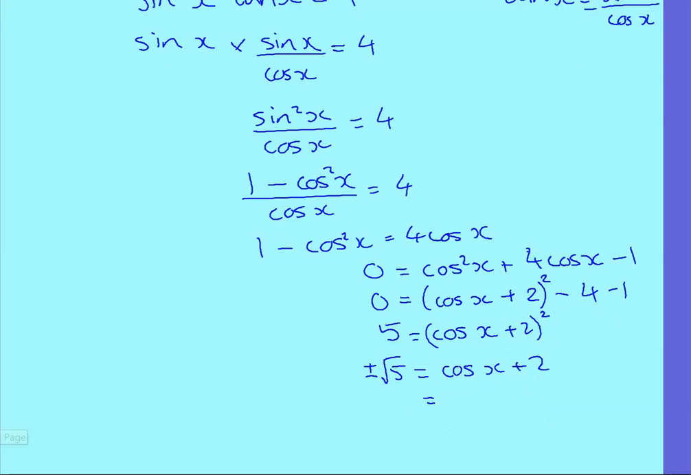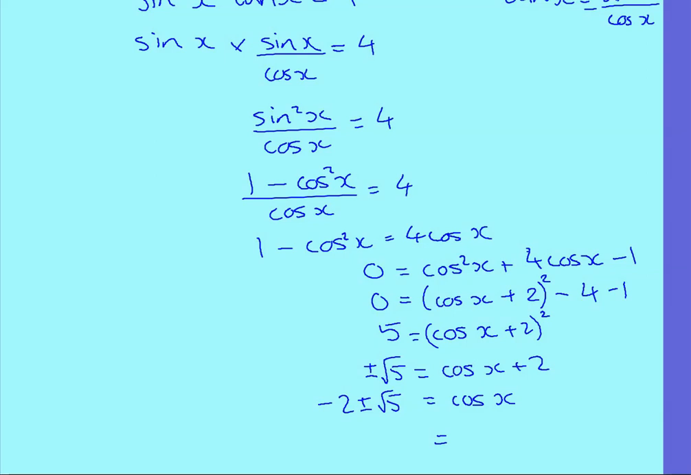Let's make this a bit further down. And we have cos x is minus 2 plus or minus root 5. So we actually have 2 values. Now, root 5 we know is going to be a little bit more than 2, because root 4 is 2. So if we have minus 2 and we take away something else, we're going to get something lower than minus 1. So we can ignore that one.